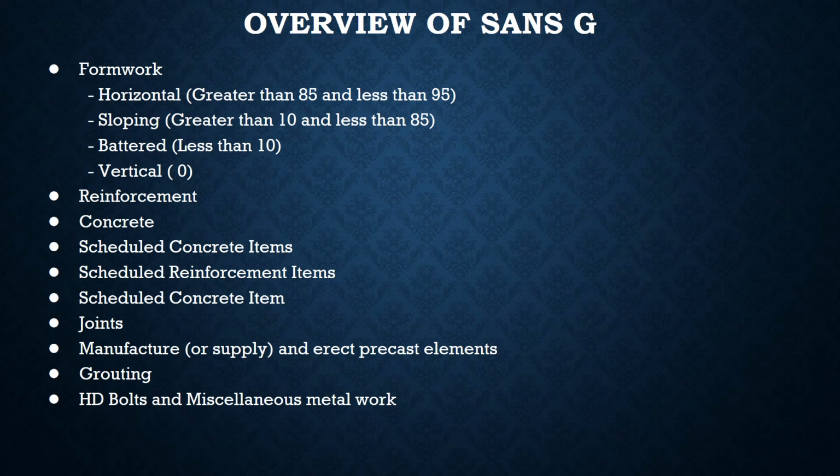This is measured in numbers or in meter cube. Separate items are measured for different qualities of concrete, types and sizes of units. Grouting, clause 8.7. This is measured in meter cube for grouting and the bases and in tons or in numbers for HD bolts. 8.8, HD bolts and miscellaneous metalwork.